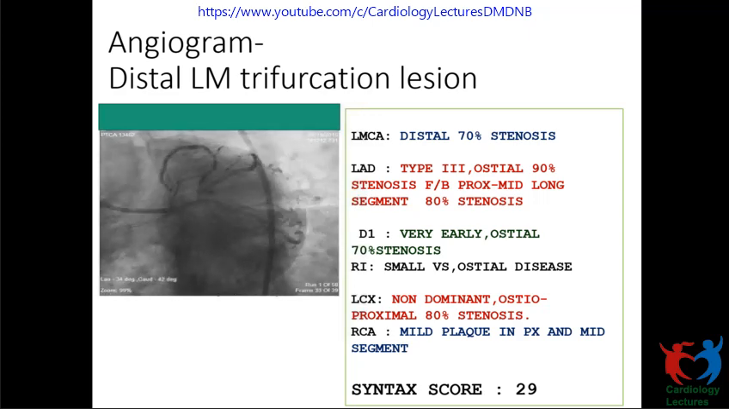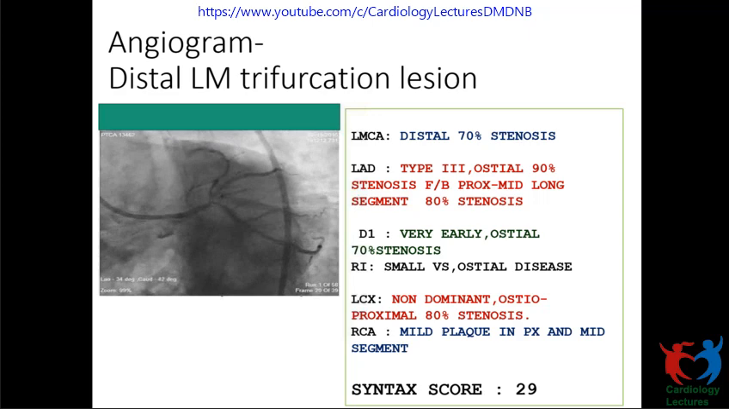So right at this juncture, I want to know from the panelists what should have been our approach. Is the DK crush mandatory, or can we go for some other options as well?